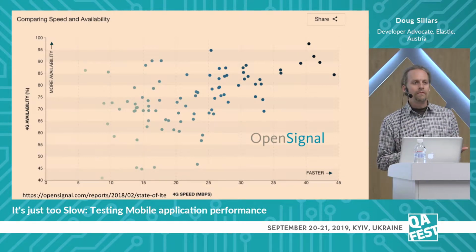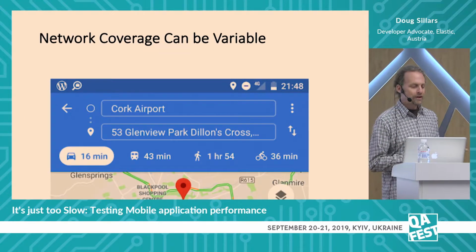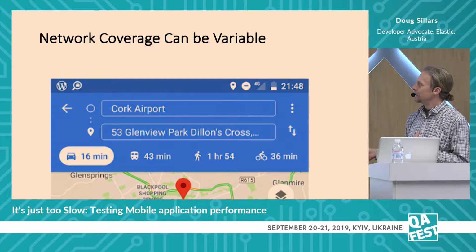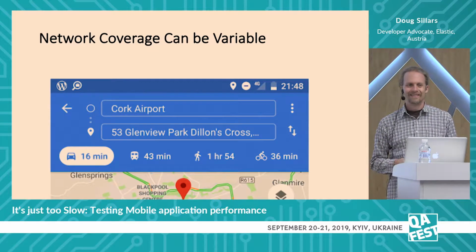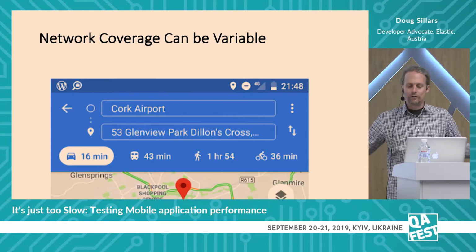But even that doesn't help you very much because this is a screenshot of my phone when I was in Ireland, right? I'm trying to go from the Cork airport to an Airbnb, and I had 4G, but I had 0 bars, right? That's not going to do me any good.